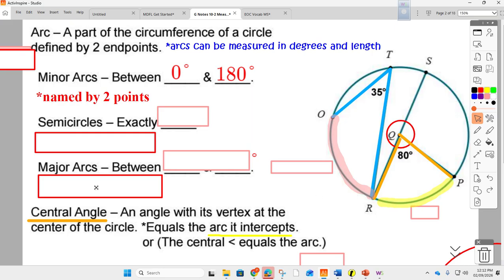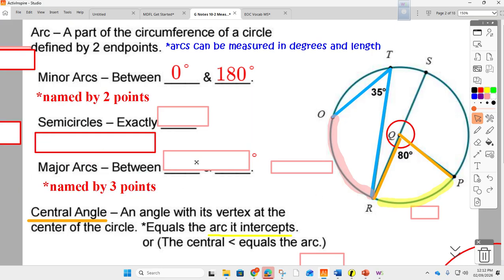Let's look at a major arc. A major arc is between 180 and 360 degrees. It can't be 180 and it can't be 360. So anything over 180 and anything less than 360. The minor arc is the same way. Between these 2 values, anything more than 0 degrees and anything less than 180 degrees, that is by definition a minor arc. Now, why do we name minor arcs by 2 points and major arcs by 3 points?